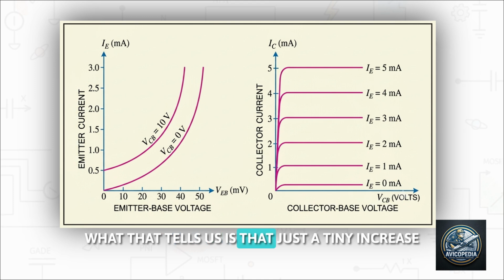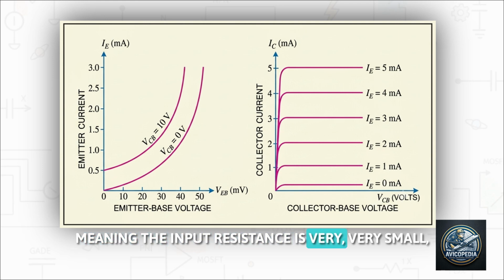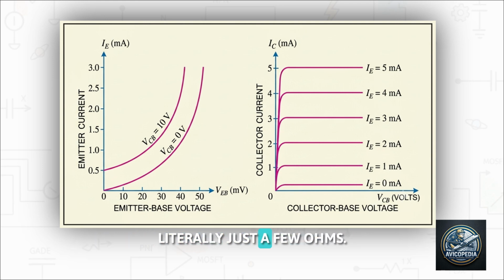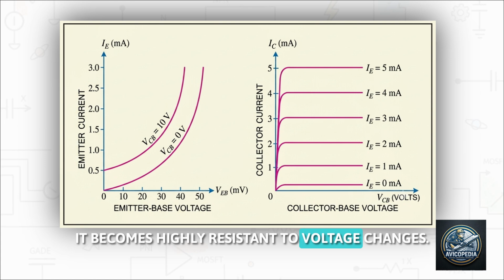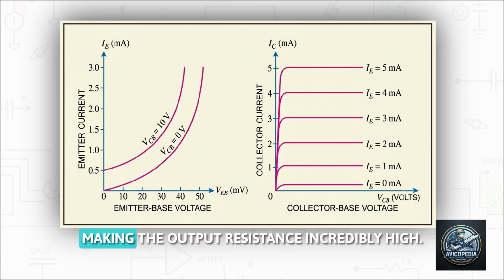What that tells us is that just a tiny increase in voltage causes the current to absolutely shoot up, meaning the input resistance is very small, literally just a few ohms. But look at the output curve. It's almost perfectly horizontal. Once you get past about 1 volt, the collector current flatlines. It becomes highly resistant to voltage changes. It depends almost entirely on the input emitter current, making the output resistance incredibly high.